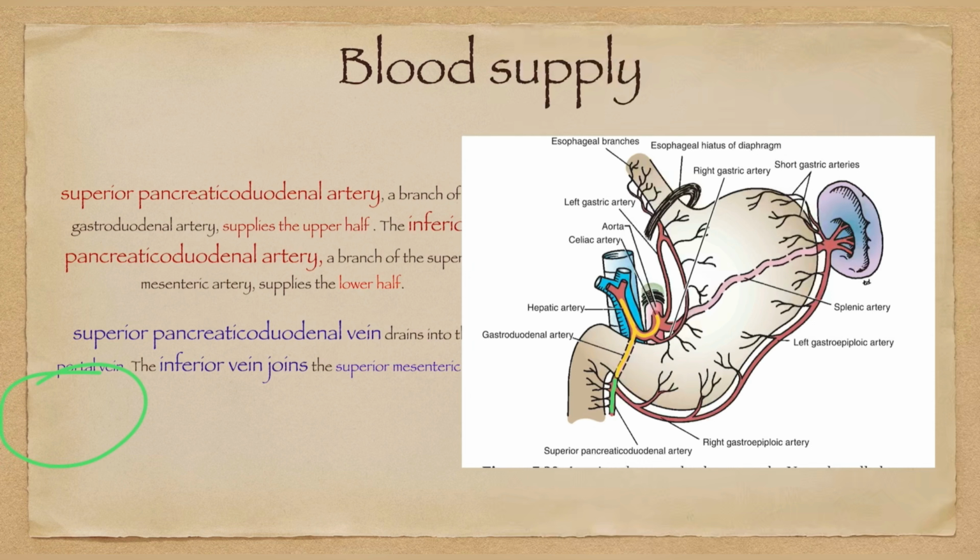This superior pancreatoduodenal artery will give blood supply to the upper part of the duodenum. This superior pancreatoduodenal artery comes from the celiac trunk. Here, celiac trunk, hepatic artery will give us the superior pancreatoduodenal artery.